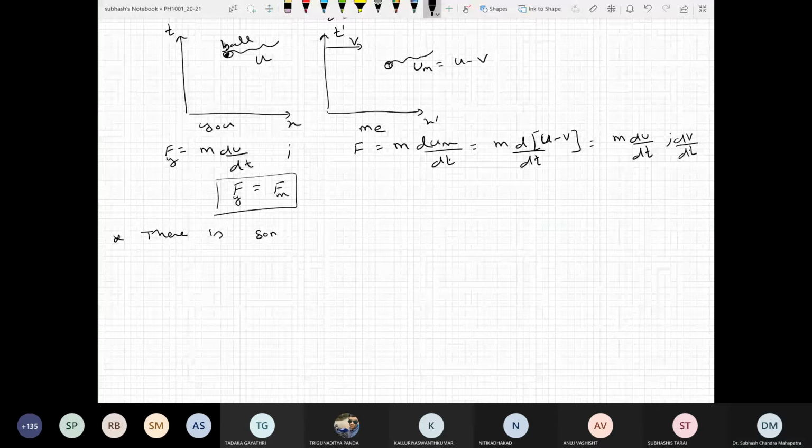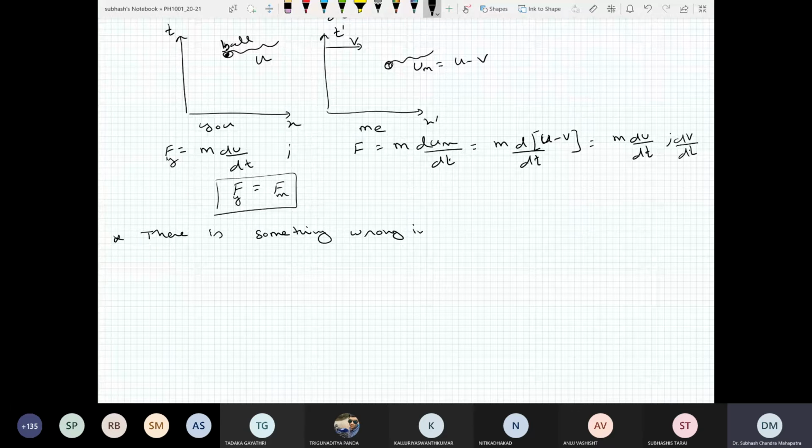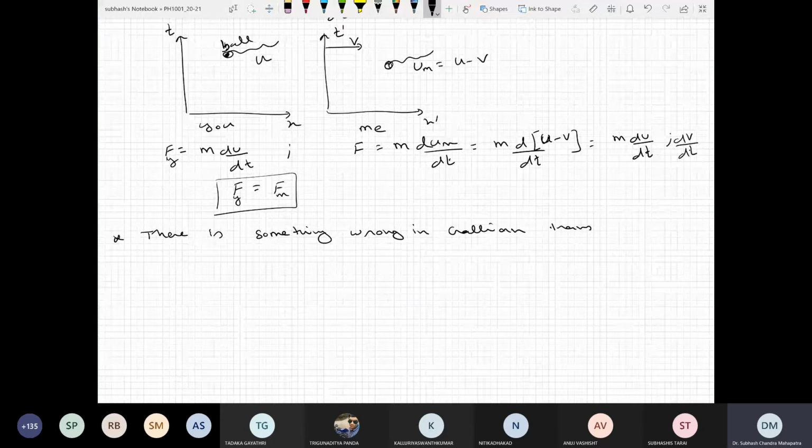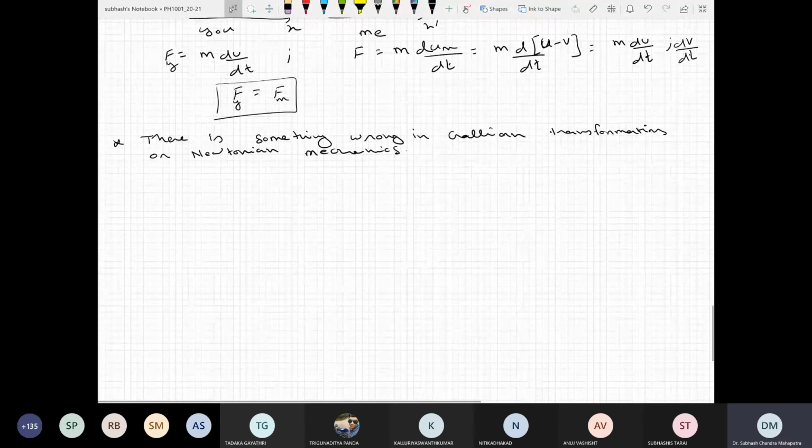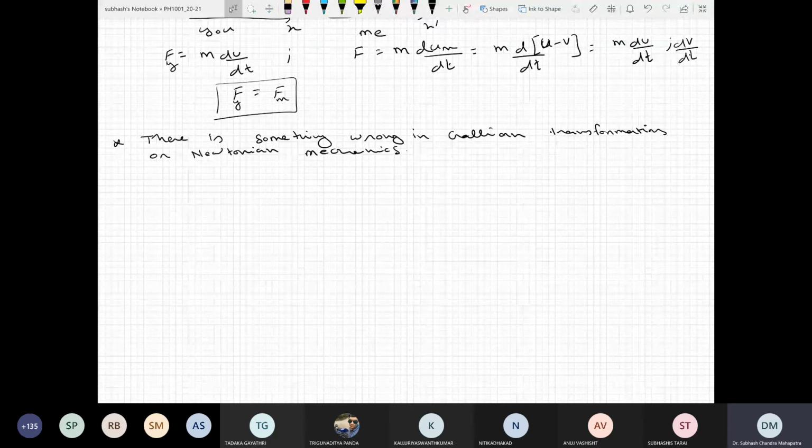So there is something wrong in the Galilean transformation. Please mute yourself. Galilean transformation or Newtonian mechanics? Mechanics. Okay. Then came Einstein. Einstein came and he suggested some radical changes.